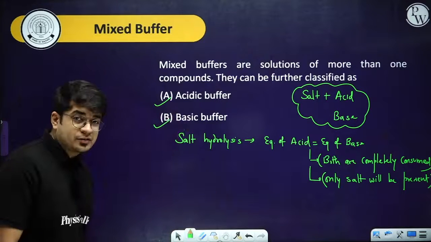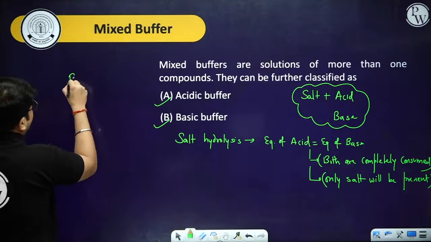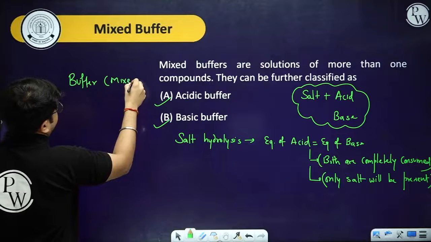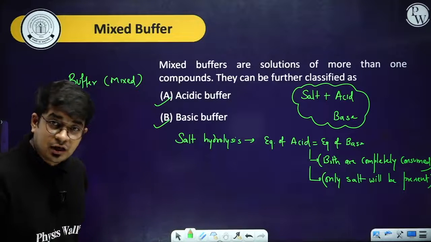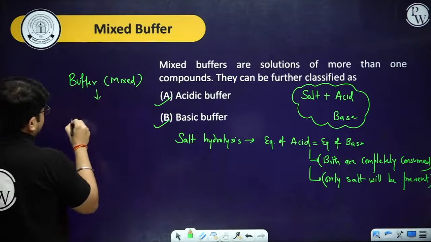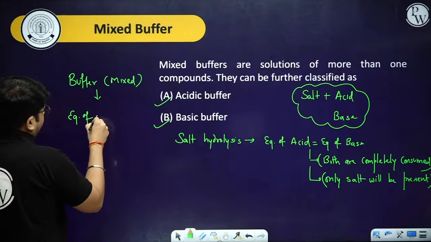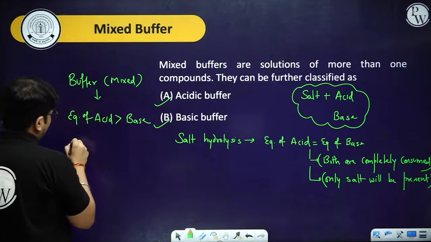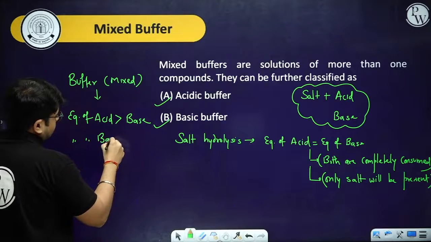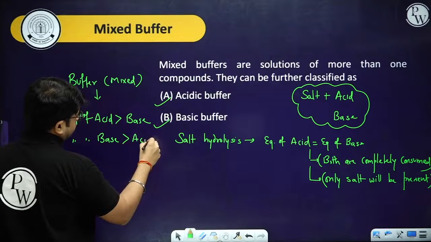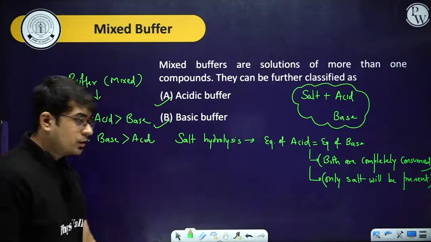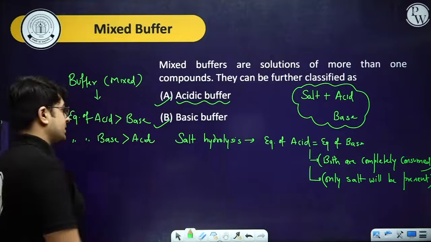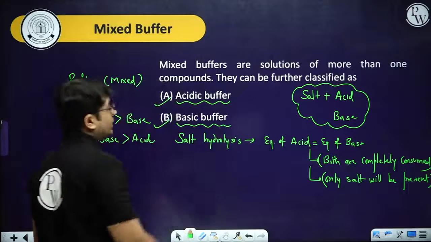But in case of a buffer solution, and mainly in case of a mixed buffer solution, the main important criterion is that either equivalents of acid are going to be more than base or equivalents of base are going to be more than acid. If equivalents of acid are more than base, definitely we are talking about an acidic buffer. If the equivalents of base are more than acid, then definitely we are talking about a basic buffer.